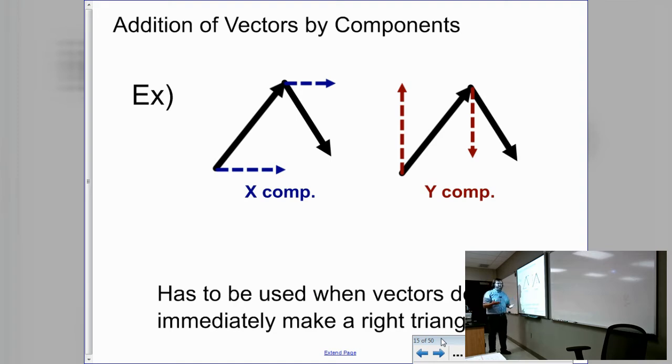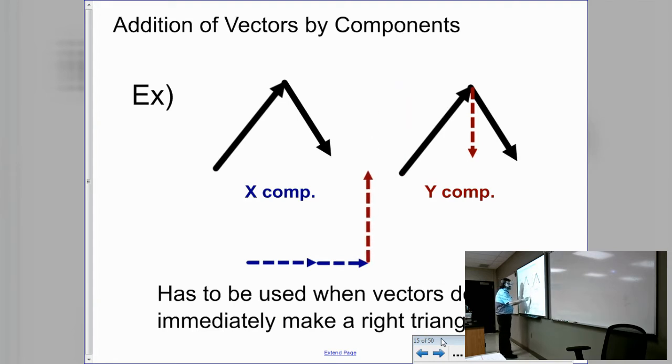But if it doesn't immediately make a right triangle, we cannot use the Pythagorean theorem or the trig functions. We have to, again, resolve it into right triangles. So let's take a look at this example here. I'm going to take the x components from the first vector and add those together, and then the y components from the other vector, again, add them together, head to tail method.